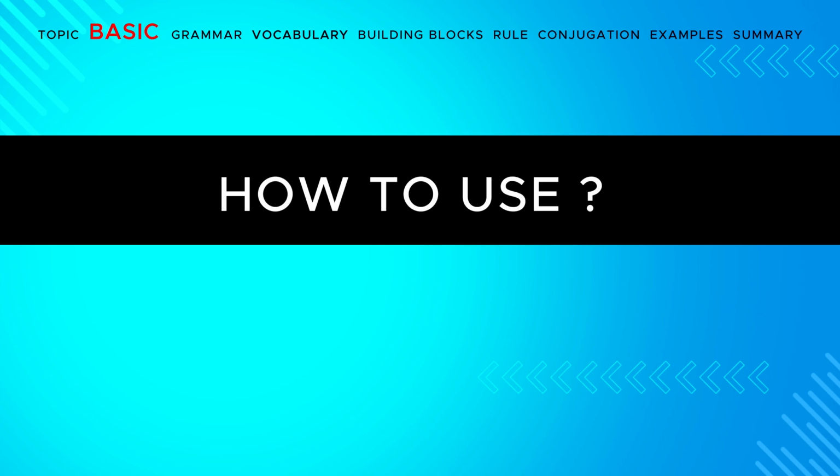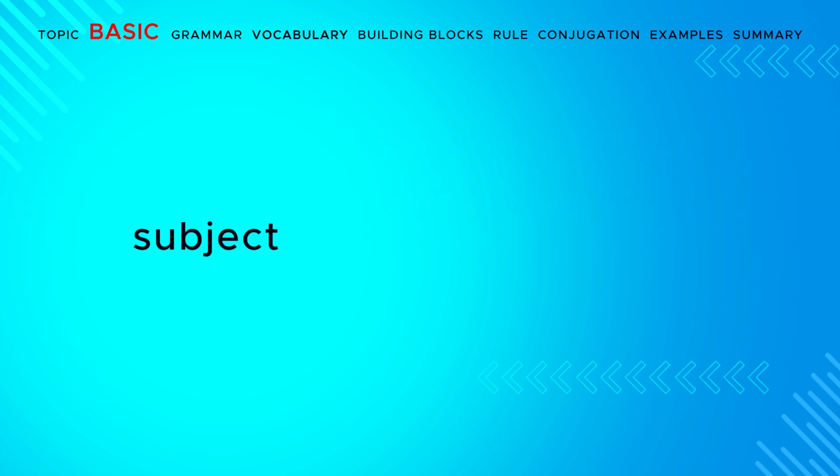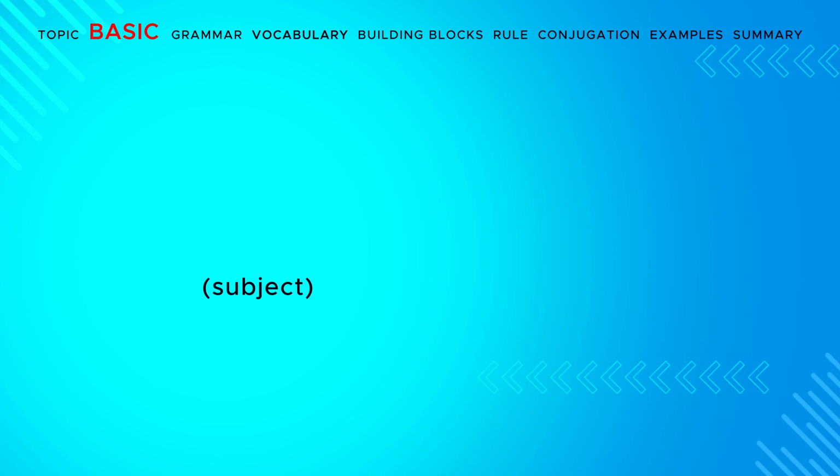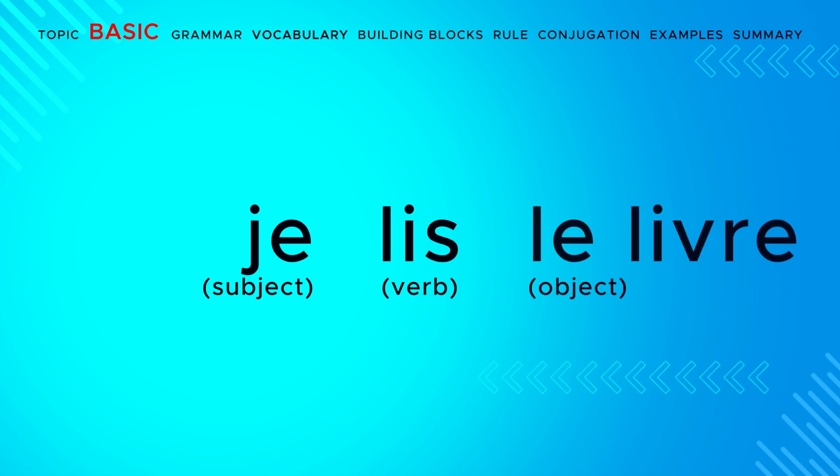We use direct object pronouns when the sentence is made up of three parts: subject plus verb plus object. For example, Je lis le livre. In this sentence, the subject is Je, the verb is lis, and the object is le livre.